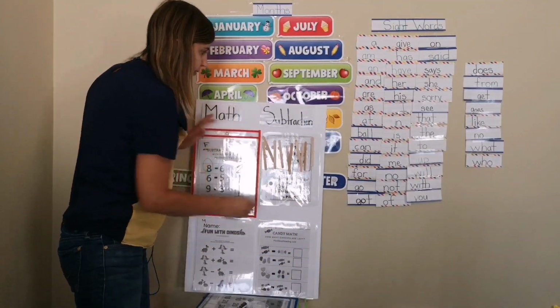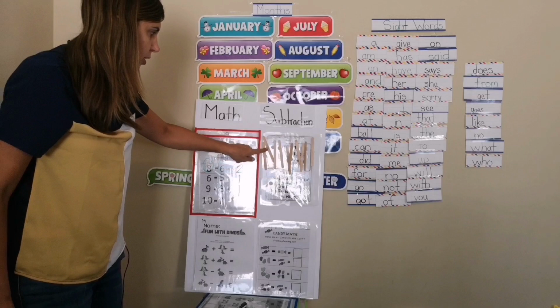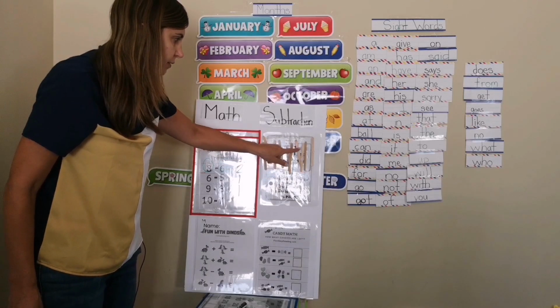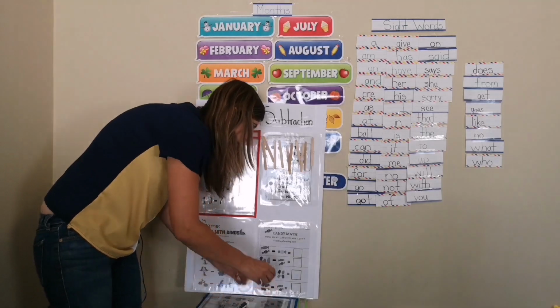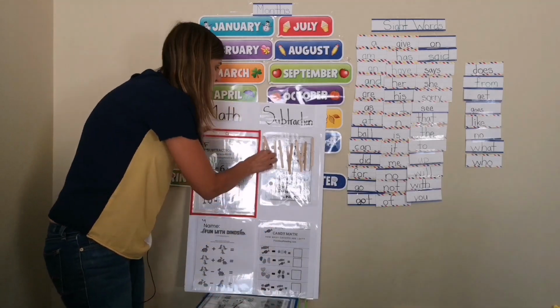Okay, 10. So I have 10 in my first box. 1, 2, 3, 4, 5, 6, 7, 8, 9, 10. It says I need to move 7. So I'm going to move 7 down to the second box.